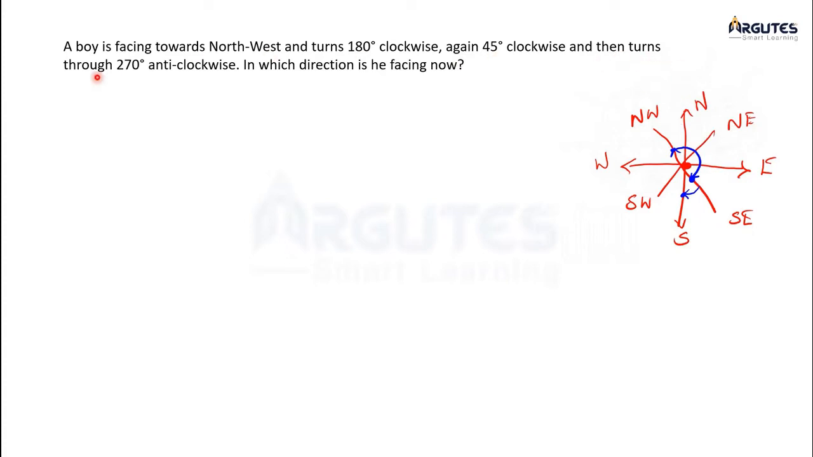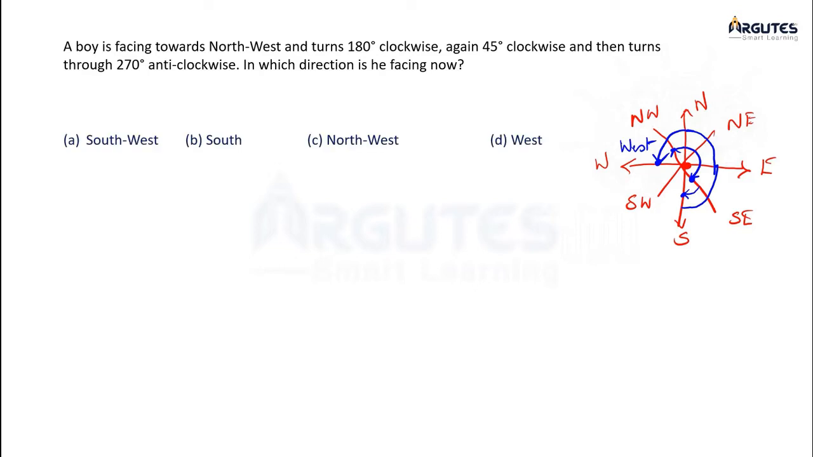And then through 270 degrees anti-clockwise direction. So anti-clockwise direction, from here, this is 90, again 90, and this is 90. So this is 270 degrees. And now in which direction will he face? It is west. So your answer has to be west.